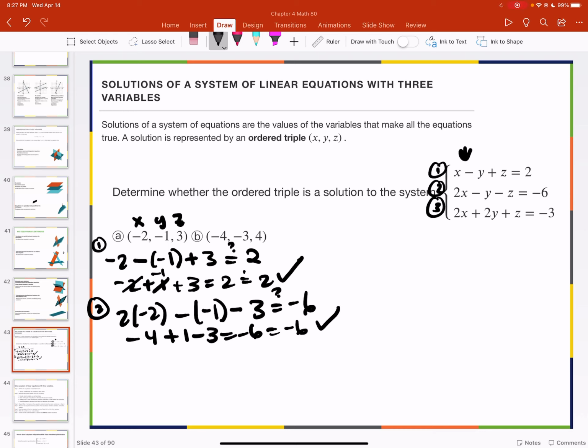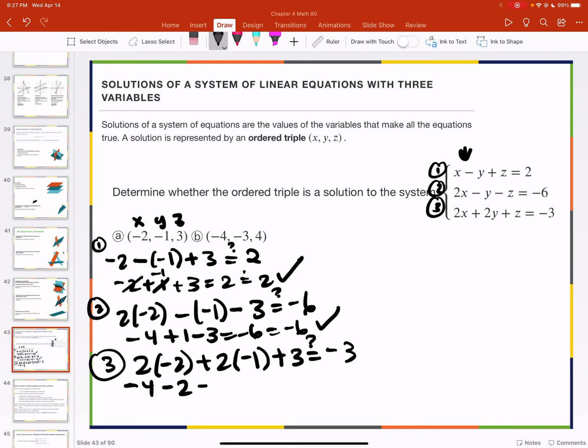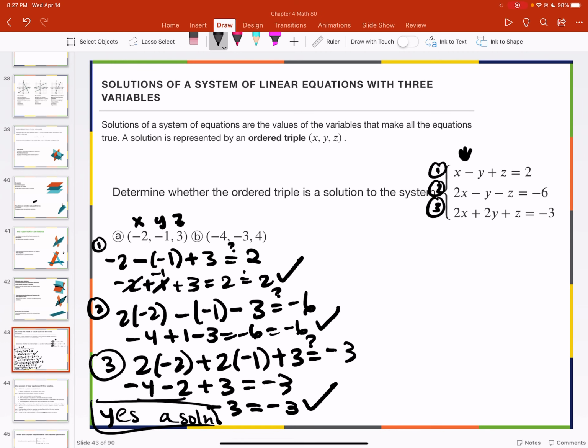All right, so then we need to plug it into the third equation. We have 2 times negative 2 plus 2 times negative 1 plus 3, and we're trying to see, does that equal negative 3? So here we have negative 4 minus 2 plus 3. Is that equal to negative 3? So this is negative 6. Negative 6 plus 3 is negative 3, and that does equal negative 3, so yes. So A is a solution. It has to fit all 3 equations, and it does.